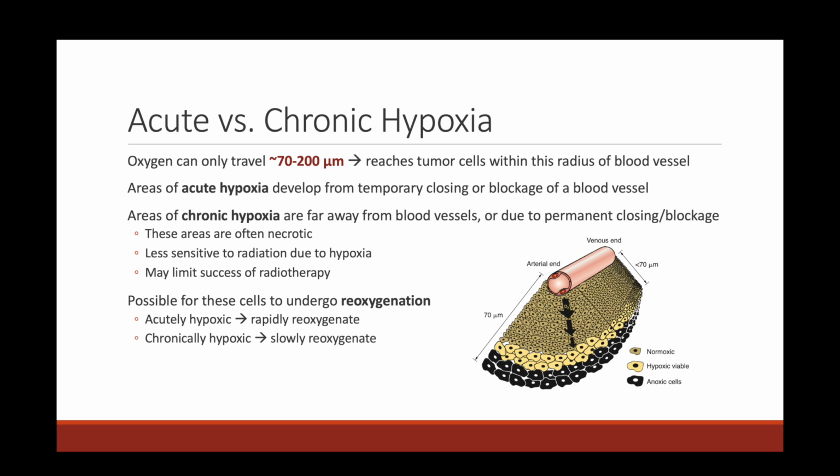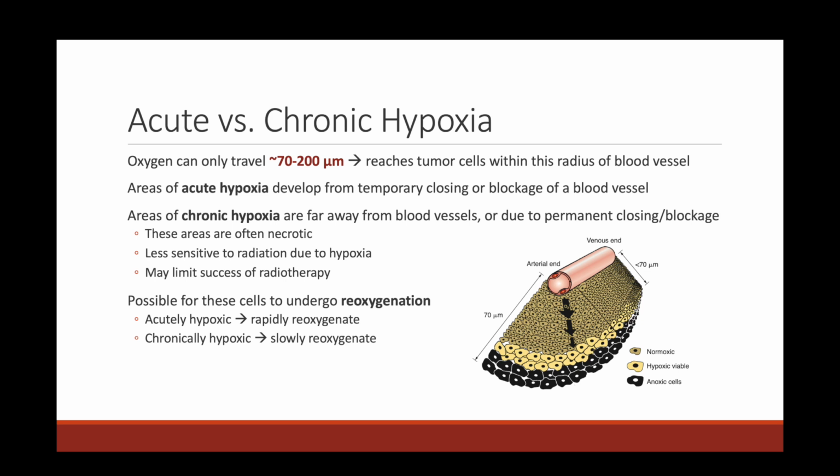And then additionally within the tumor, we also have areas of chronic hypoxia. So these are really, really far away from blood vessels, often due to permanent closing or blockage. Oftentimes, what just happens is that the tumor cells divide so rapidly that they rapidly increase their radius, so they increase their distance from that blood vessel, and there's not enough time for more blood vessels to grow in the center of the tumor. And so we get these central areas of tumor that are often necrotic. They are areas of chronic hypoxia, and oxygen just can't reach there because the tumor has grown so big and we don't have a mechanism for blood vessels to get in there centrally.